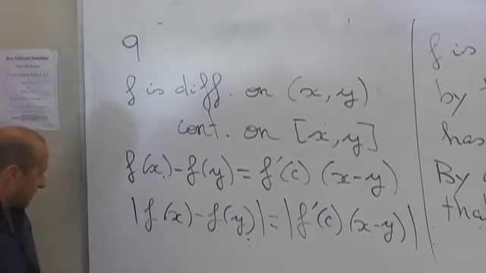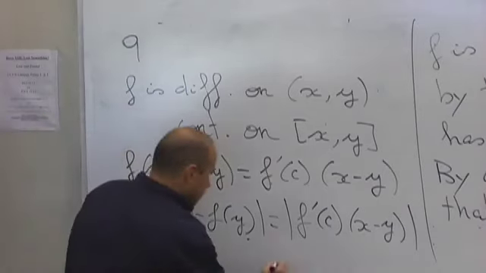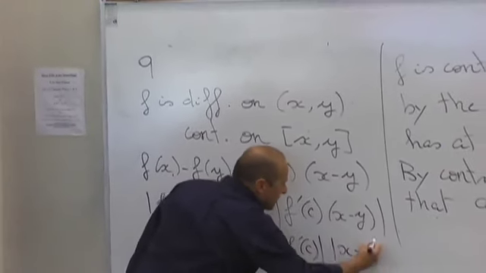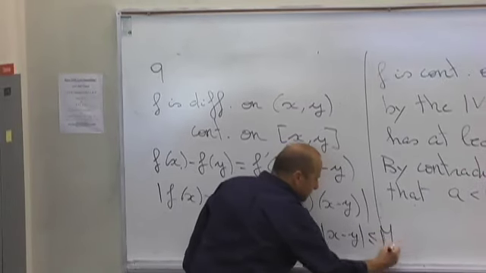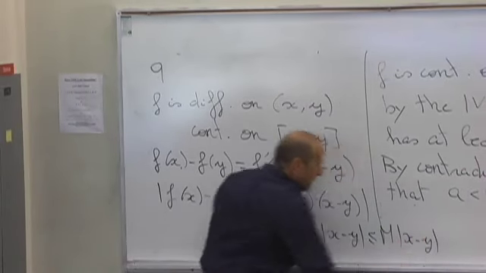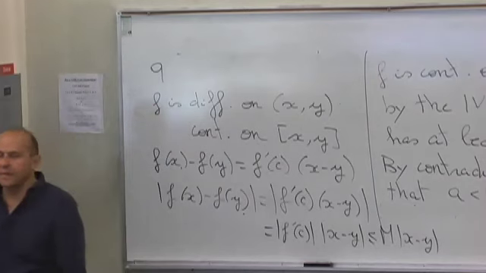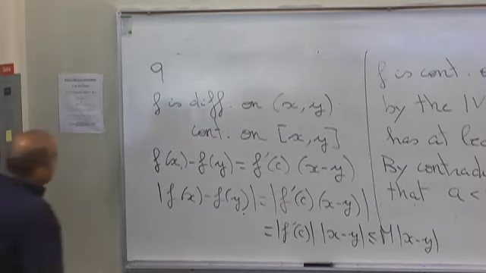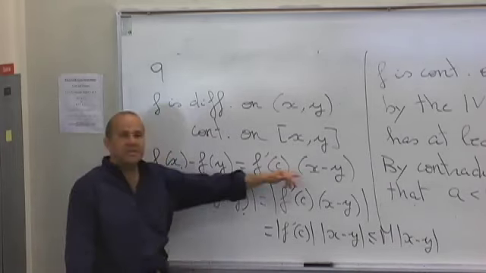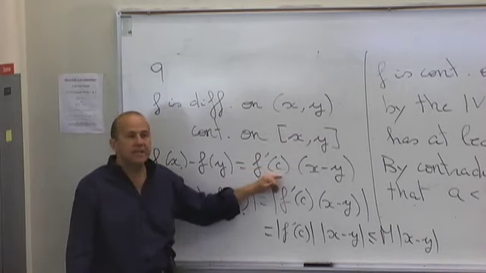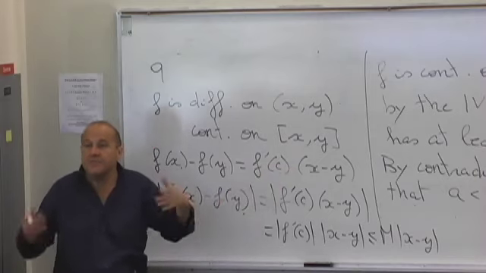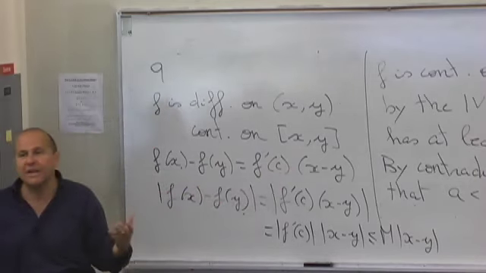And now we are basically done because this is equal to f prime c times x minus y, which is smaller than m times x minus y. And that's going to be the pattern with using the mean value theorem to get inequalities. Every time you use the mean value theorem, you get something which is seemingly more precise, because it gives you an equality. But you don't know the c. It's true for some c. You can't do much with that information.